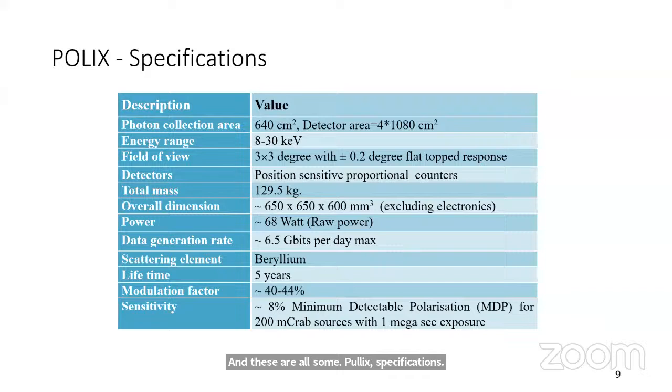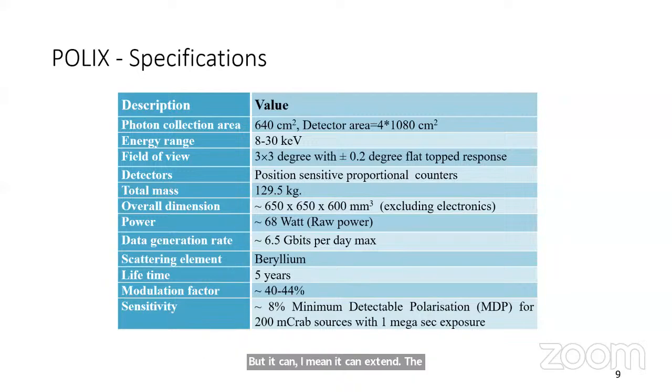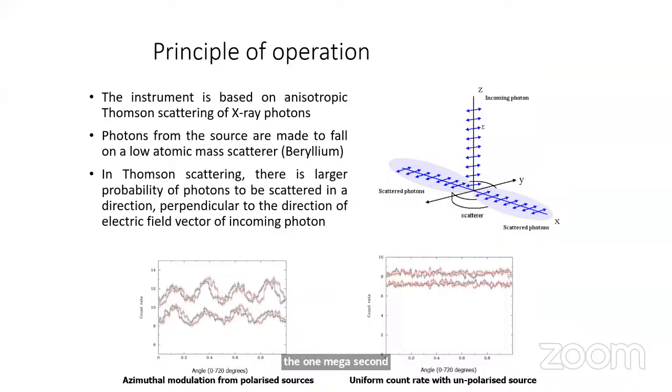Let me highlight a few important parameters of POLIX. You will get to know more in the future slides. The photon collection area, energy range, and field of view is 3 degree by 3 degree with plus or minus 0.2 degrees flat top response. The detectors used are position sensitive proportional counters. The total mass is around 130 kgs, with around 68 watts of raw power. The data generation per day will be around 6.5 gigabits maximum. The scatterer used is beryllium. The lifetime is 5 years, but it can extend. The modulation factor is between 40 to 44%. Sensitivity is 8% MDP for 200 milliCrab sources with 1 megasecond exposure. These are the specifications that I told you.